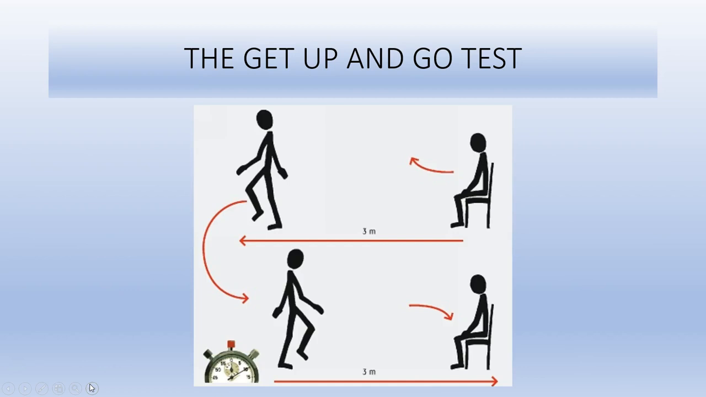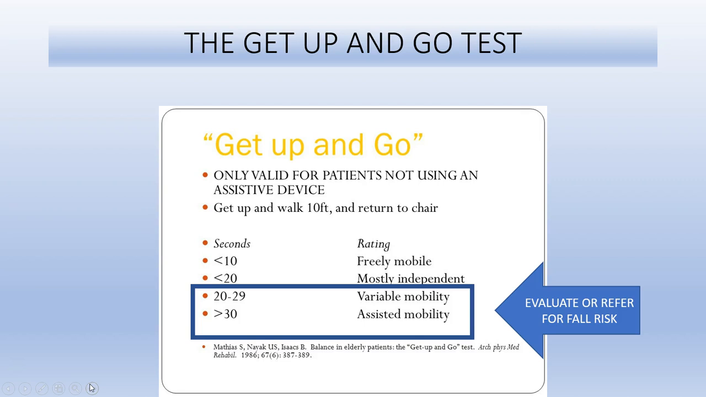We ask the patient to get up from the examination chair or a chair. We ask them to walk 10 feet, turn around, and return to their chair. It's as simple as that. And we observe them get up, and we watch the difficulty or lack of difficulty with which they rise from the chair. Do they require the assistance of the arms of the chair?